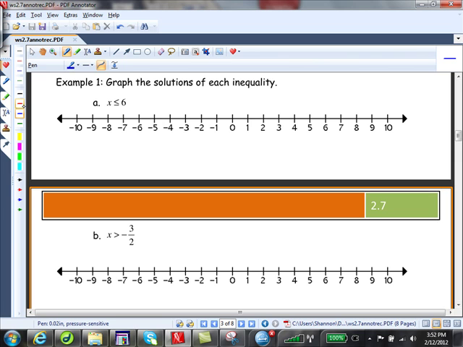Okay, so x is less than or equal to 6. So all the numbers to the left of 6 are solutions, and you can always check them. Is 0 a solution? Well, 0 is indeed less than 6, so it's a solution. Now, once we get up to 6, we have to make a decision. Is 6 part of the solution? Well, is 6 less than or equal to 6? Well, 6 is equal to 6, so it works. So we will put a square bracket here to show that 6 is included.